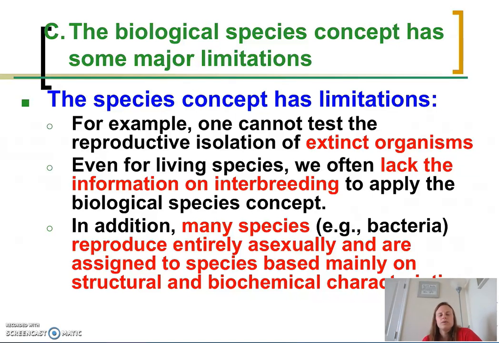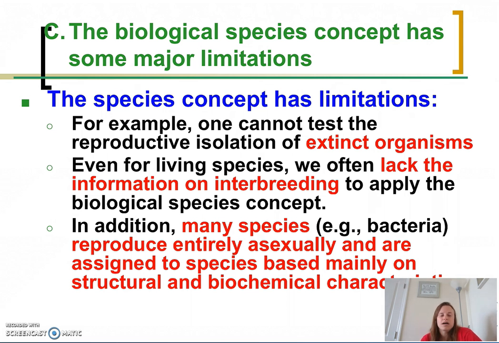The last video you watched was all about defining a species, but sometimes that definition of species has limitations. For example, when it comes to extinct organisms, we really don't know for sure which extinct organisms mated with other organisms. So how can we 100% state that extinct organisms are members of X species or Y species? We lack the information on interbreeding.